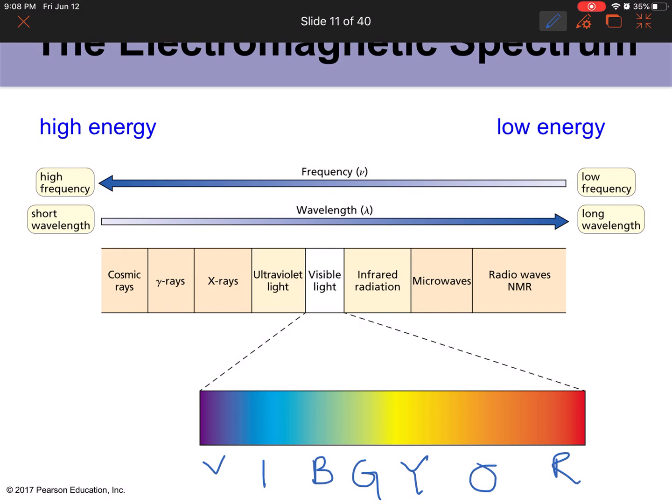Right after red you have infrared, and right before violet you have ultraviolet, UV. So that is our visible region. And right after visible light we have infrared radiation, IR, and then we have microwaves, and then the radio waves. Remember we studied NMR, nuclear magnetic resonance, under the radio waves. Now the IR is going to be in this infrared radiation area.